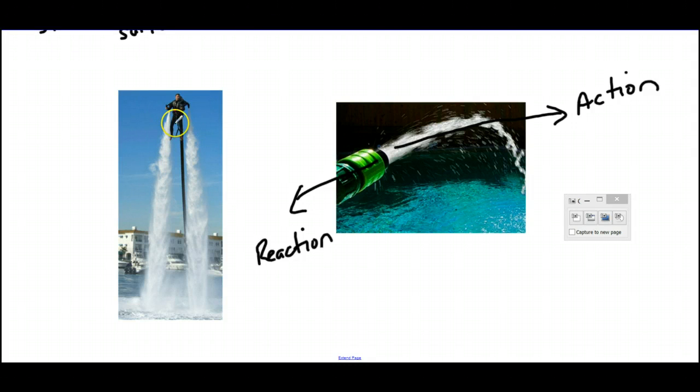And then this is the same thing. This is a water jet propelled device that's lifting this person off the water. So the water shooting out of this hose that's on either side of his backpack is an action force, and that same water that's coming out of there is pushing back on where it's coming out, but because it's attached to this person, that force is actually applied to the person. So that reaction force, equal and opposite, is what's propelling this person upward.